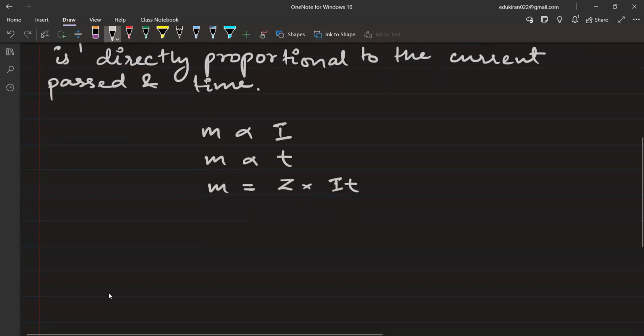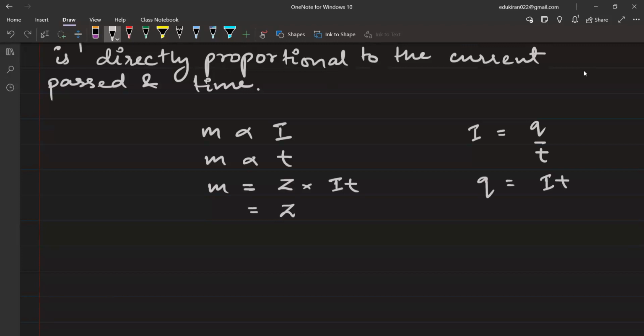Now, all of you must know what is I. Current is equal to charge upon time. Say yes or no? I is equal to Q by T. All of you know this formula, yes or no? Yes, sir. And similarly, Q, the charge, will be equal to the current passed multiplied by time. So this is equal to Z into Q; we use capital Q in chemistry. And Q is the charge.